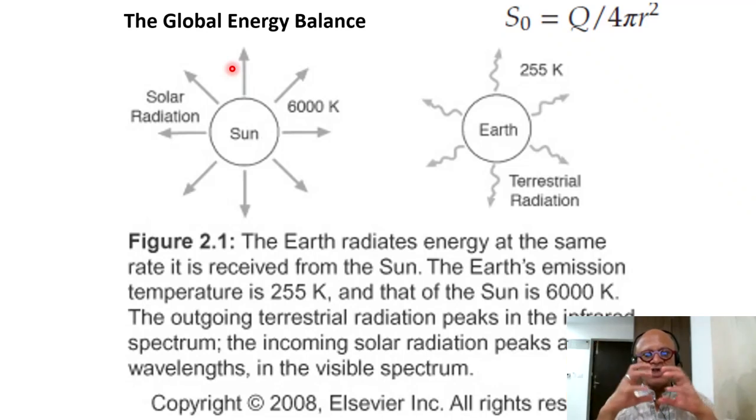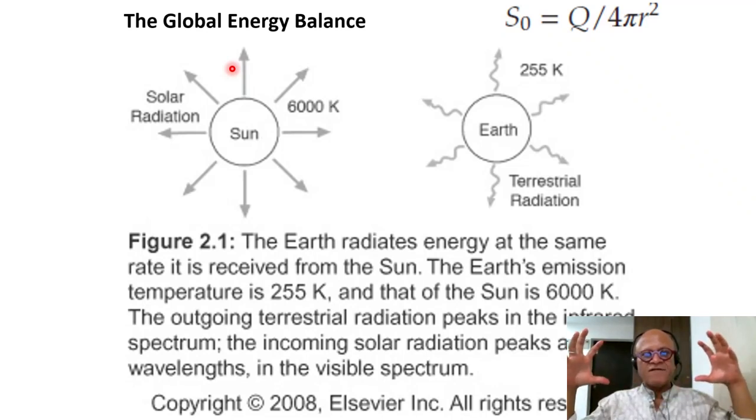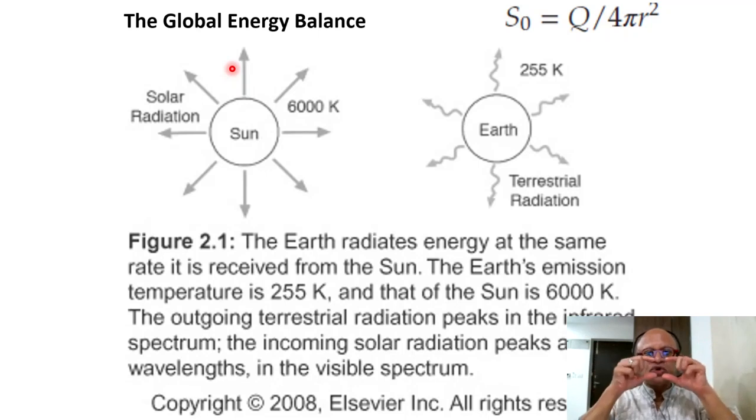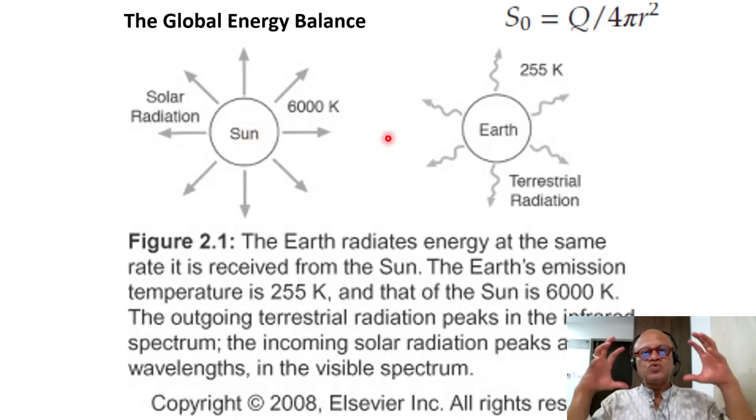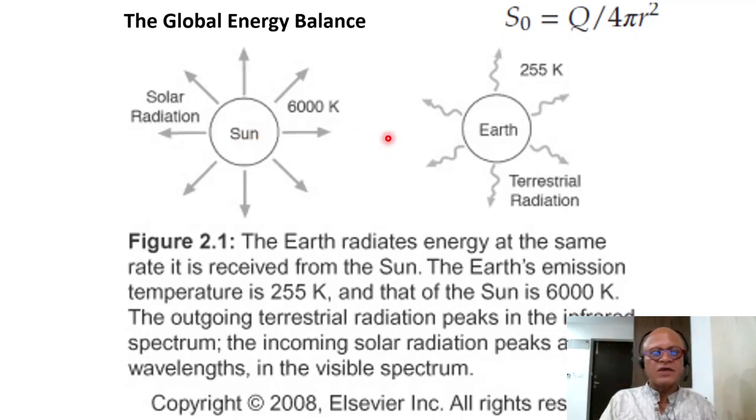So let's say we take Earth and we put a sphere above the atmosphere, and that is at a distance of r from the sun. How much energy per unit area of this sphere around the Earth is arriving from the sun? So that is the solar flux, Q divided by 4 pi r squared, where r is the distance from, let's say, the center of the sun to that sphere.